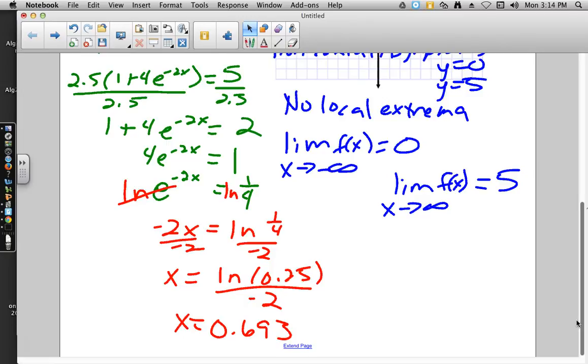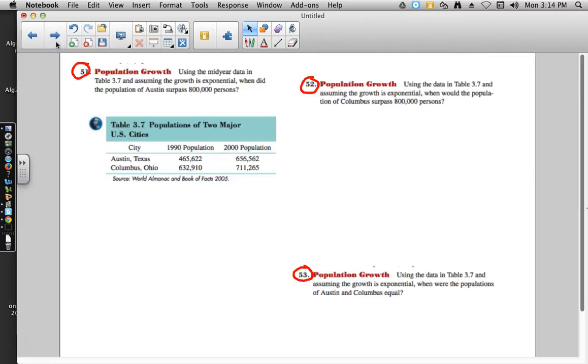We never had to use a calculator, which is the best news of all, because we know in calc next year, we're not going to be allowed to. Number 51 says, using the mid-year data in table 3.7 and assuming the growth is exponential, when did the population of Austin surpass 800,000?